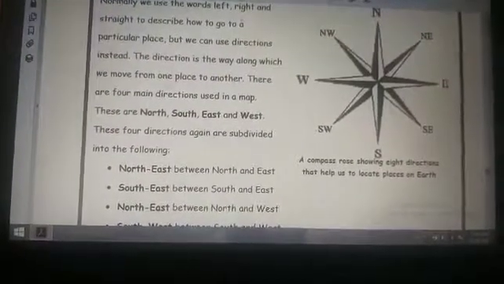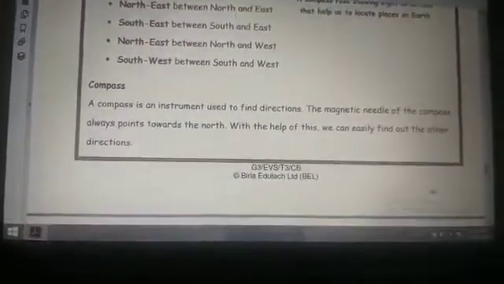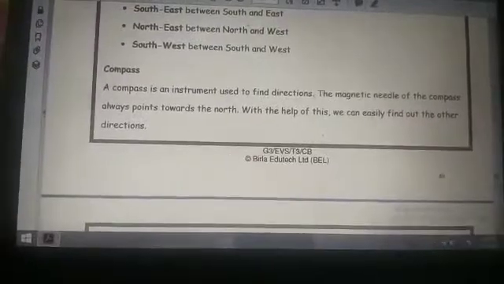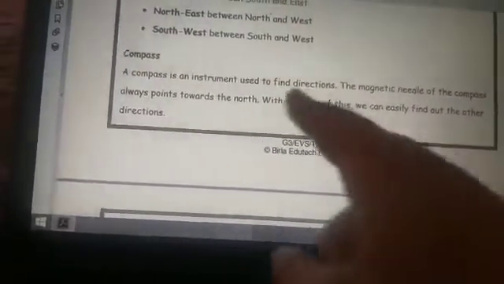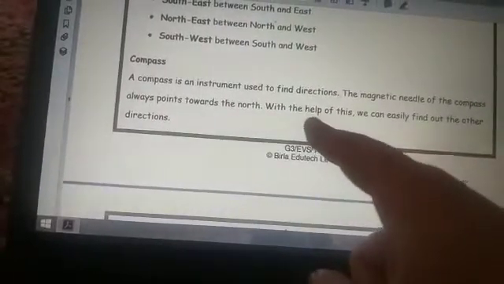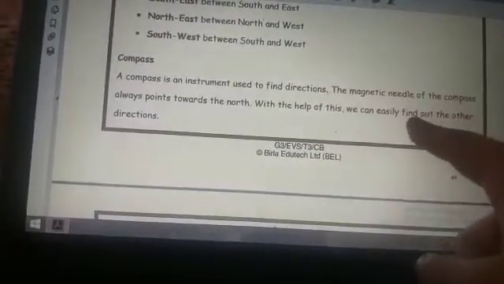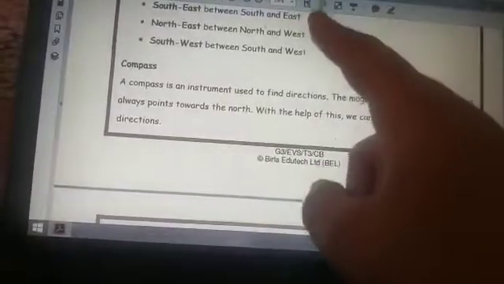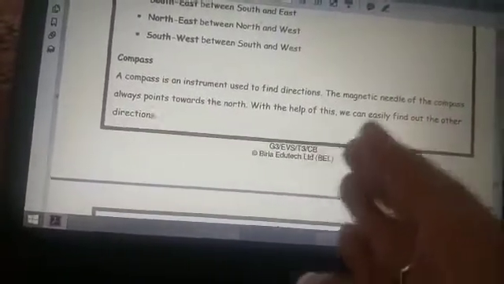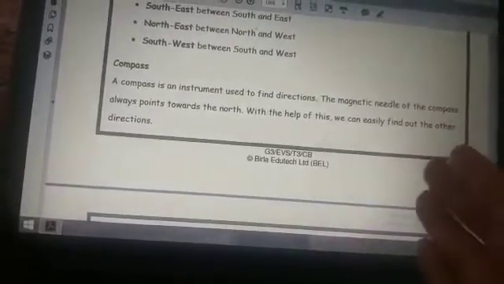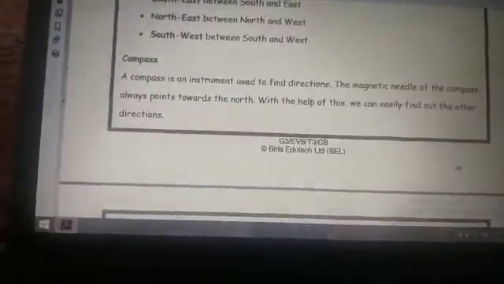Now let's move on to another one. We have a compass. So it's an instrument that helps us to find directions. It has a magnetic needle that always points towards north, and when it points towards north, with the help of that direction, it makes it easy to find other directions also.